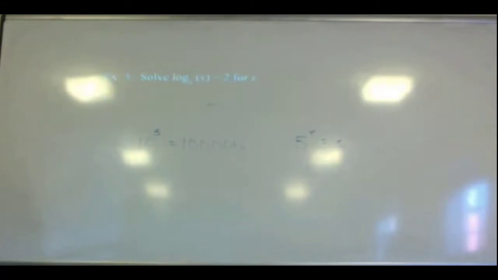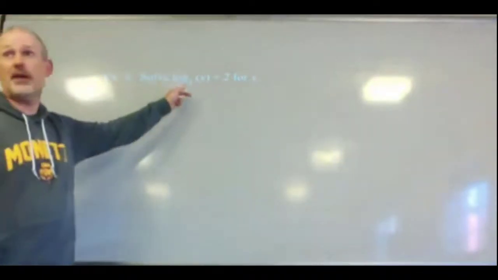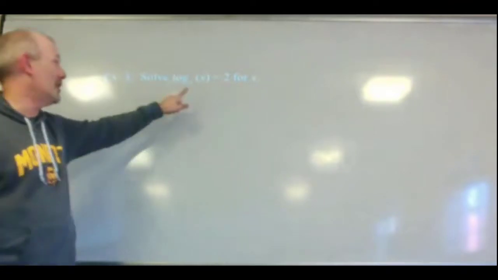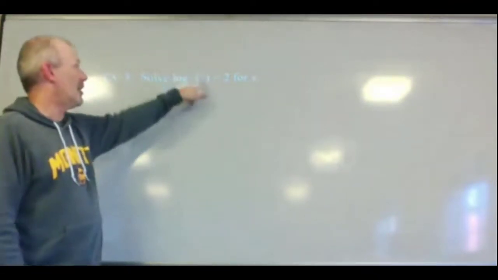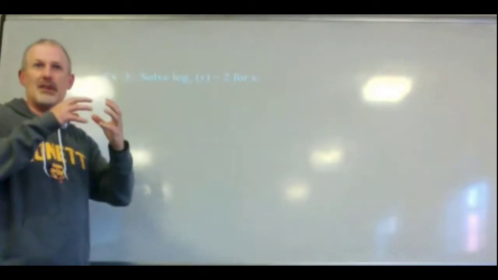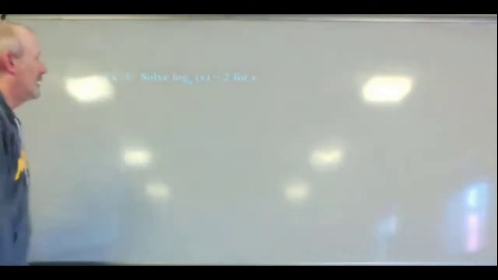All right? So let's take a look at this one. This one says to solve log base 4 of x equals 2. Well, this is actually a very simple form of a logarithmic equation. We know it's a logarithmic equation because you're taking the log of the variable. The variable's like stuck inside the log. Does that make sense?